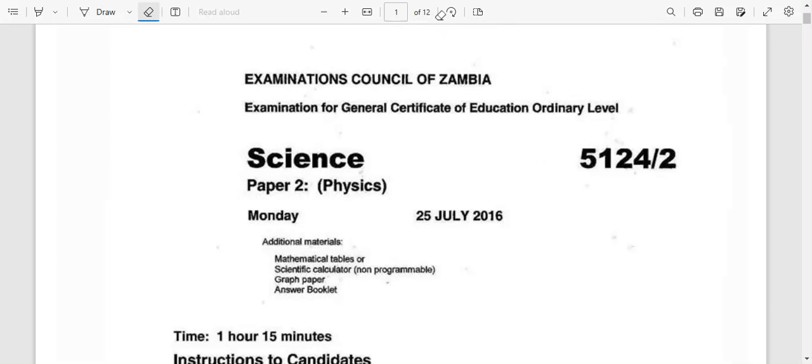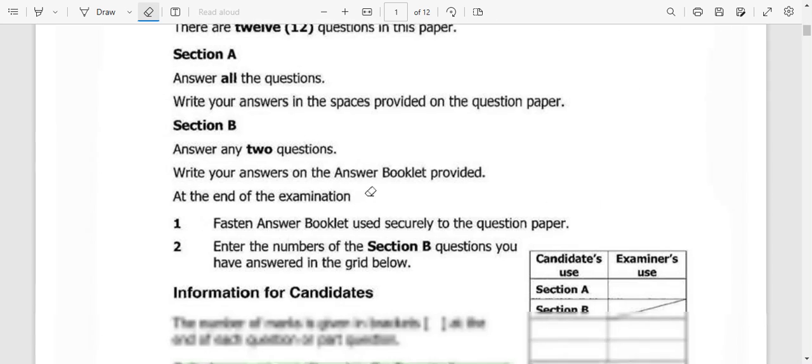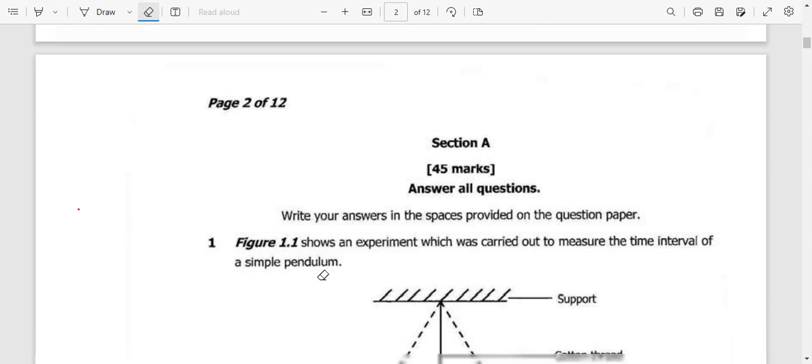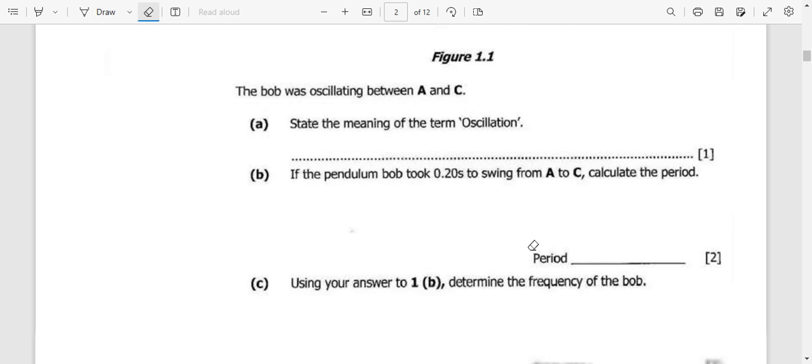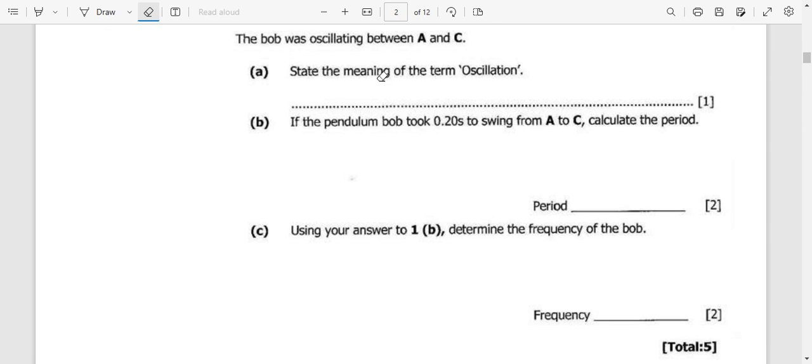Let's go over science paper 2, which is the 2016 GCE exam. The first question, question 1, is short. It says figure 1.1 shows an experiment which was carried out to measure the time interval of a simple pendulum. So you have the bulb moving from point A to point B and then to C, like that. The first question: the bulb was oscillating between A and C, so it was moving from the point A to the point C, as we have seen.